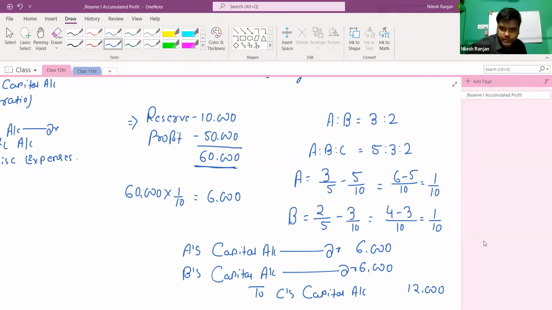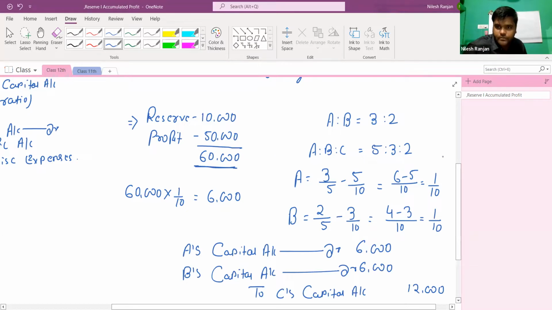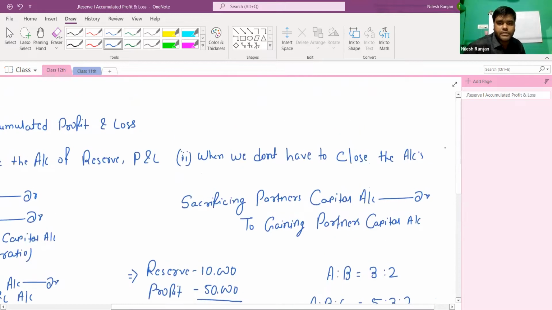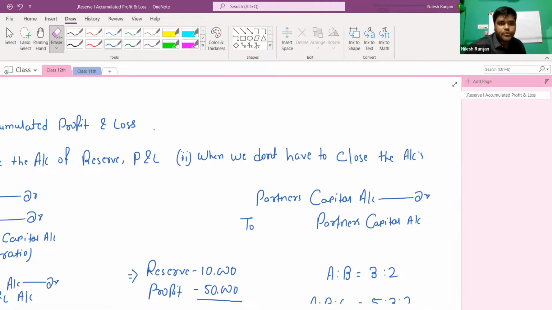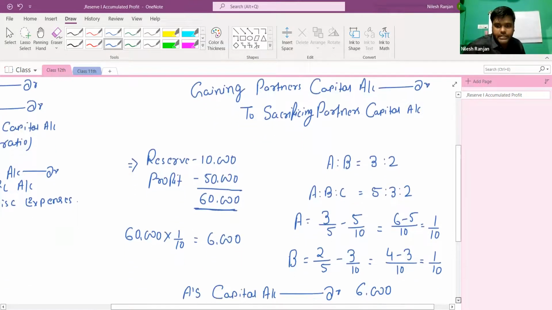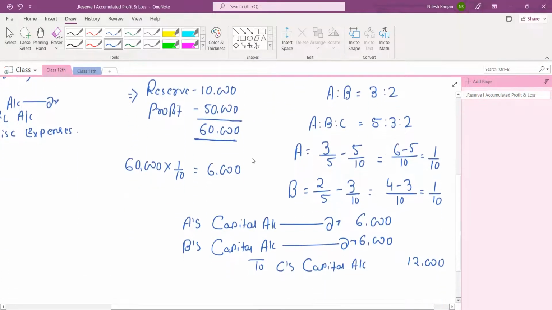Actually, there is a little mistake here. I was thinking, sorry for the mistake. Actually, it's written that we have to write gaining partner capital account debit to sacrificing partner capital. So the entry will be the opposite.